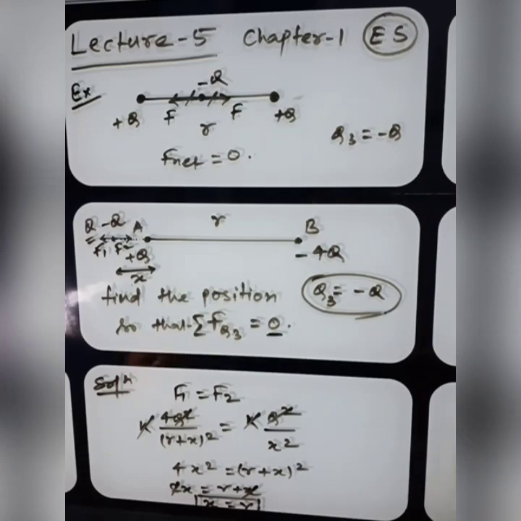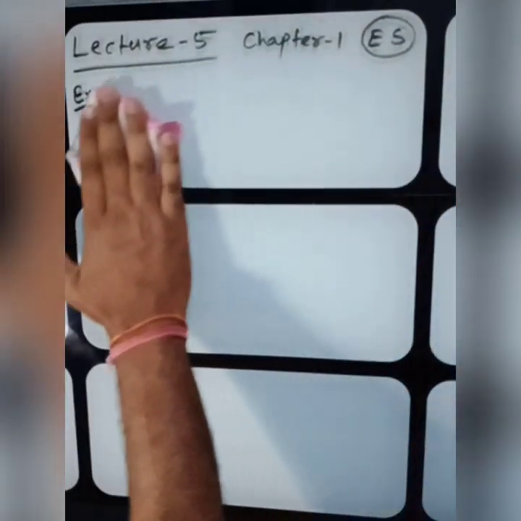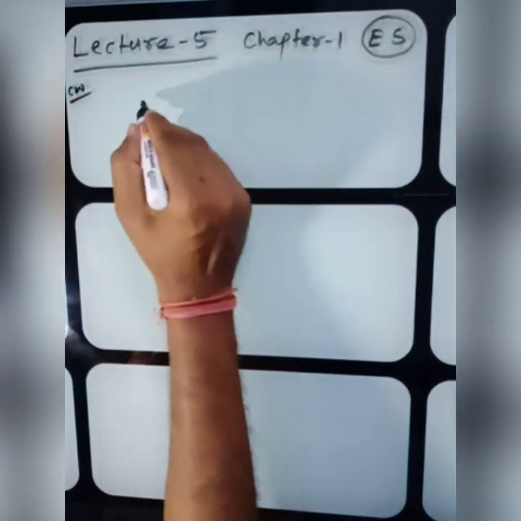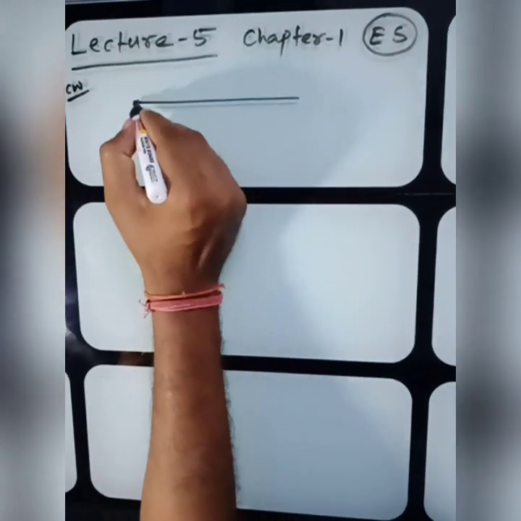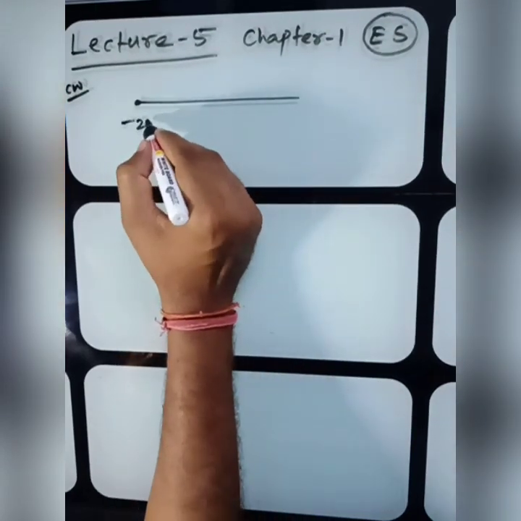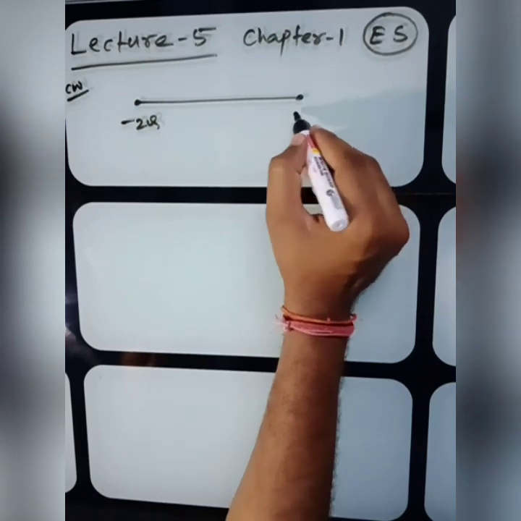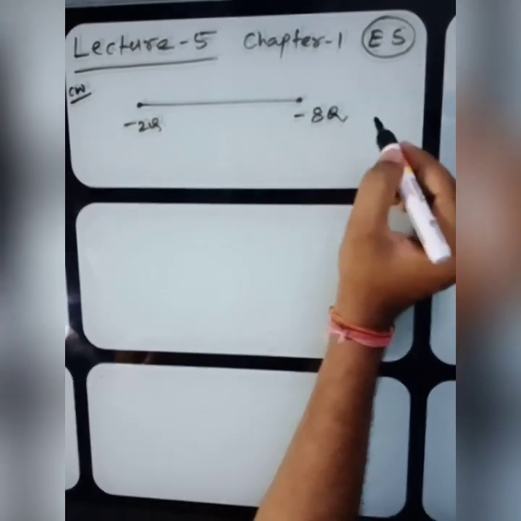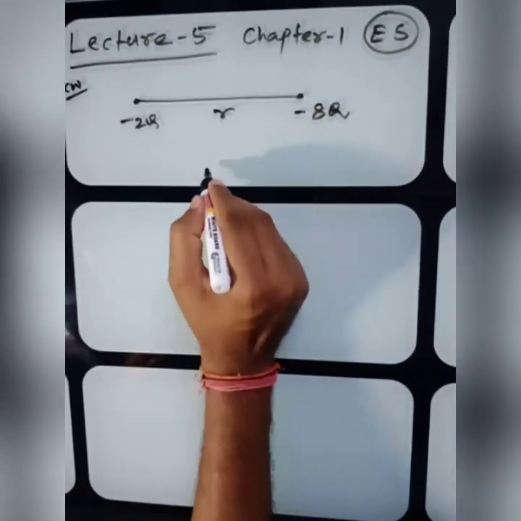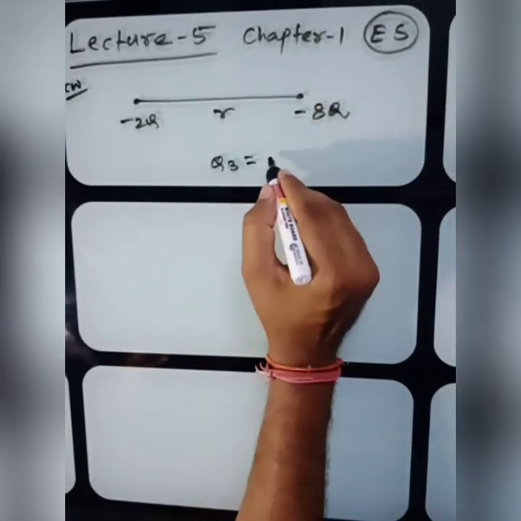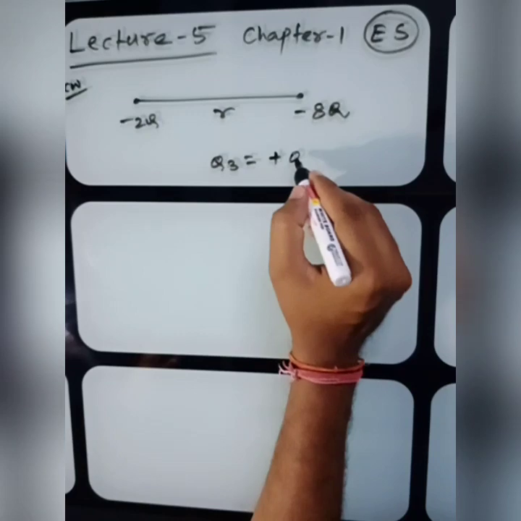So this is a very simple question, students. Try to see this question again by yourself. Now I'm giving you another simple example so that you can solve it by yourself. This is your classwork. Minus 2q and minus 8q, separation is r. The third charge is plus q.